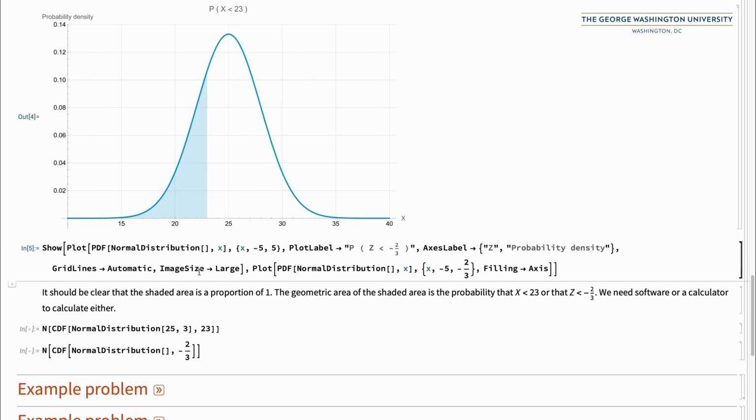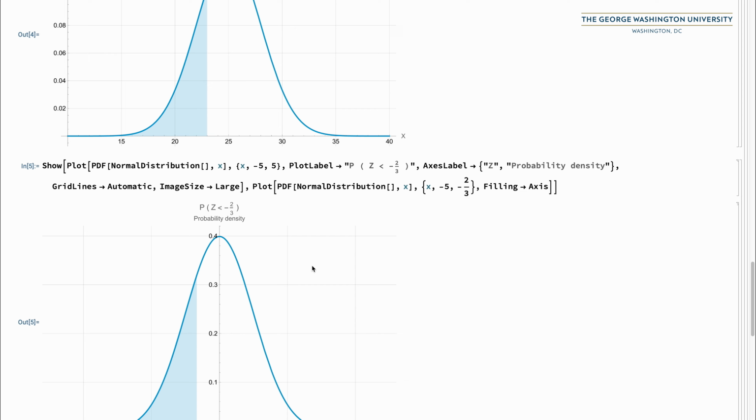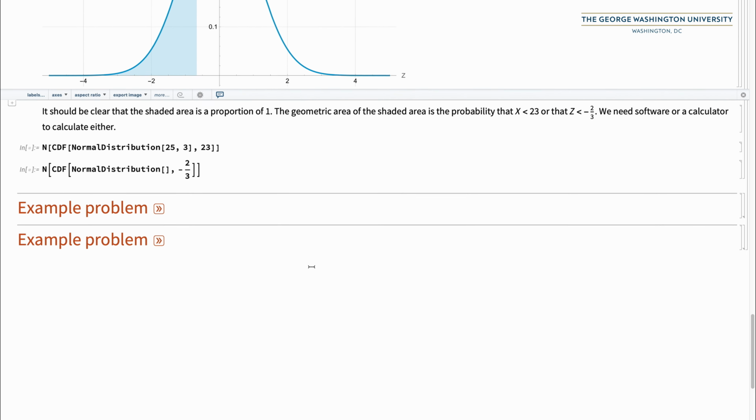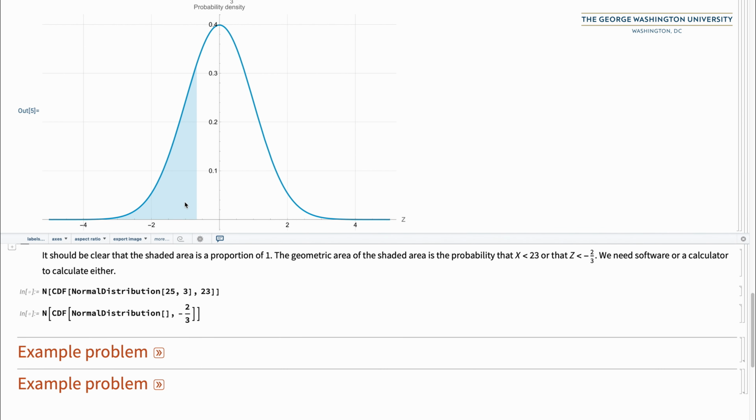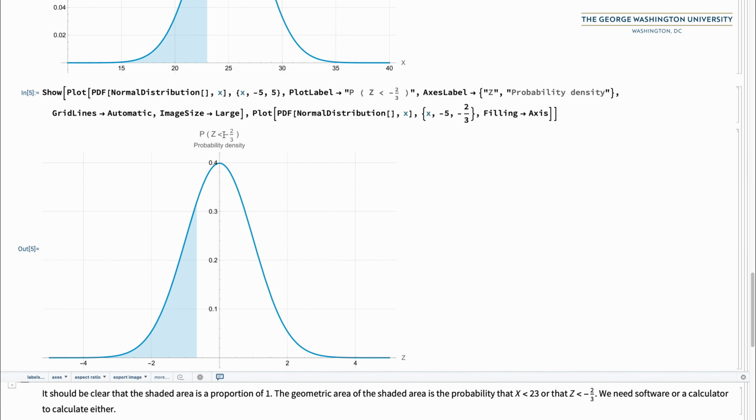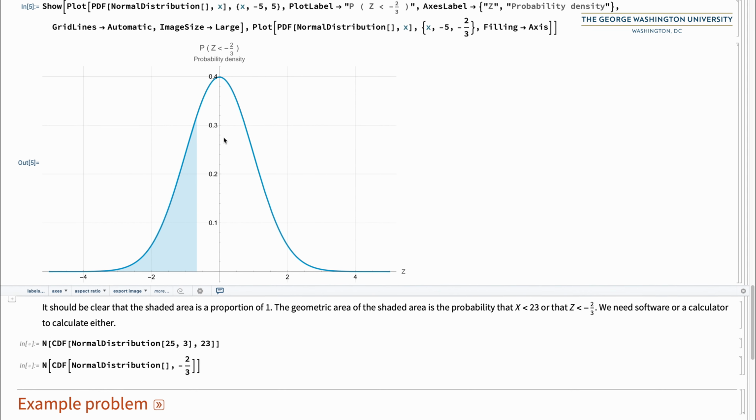I'm just going to plot it as the Z distribution, and you can see there, this is what that would look like. Now for this curve, this blue section is also less than negative 2/3. So negative infinity all the way to negative 2 over 3. So these two things are exactly the same. But look at the beauty of this.